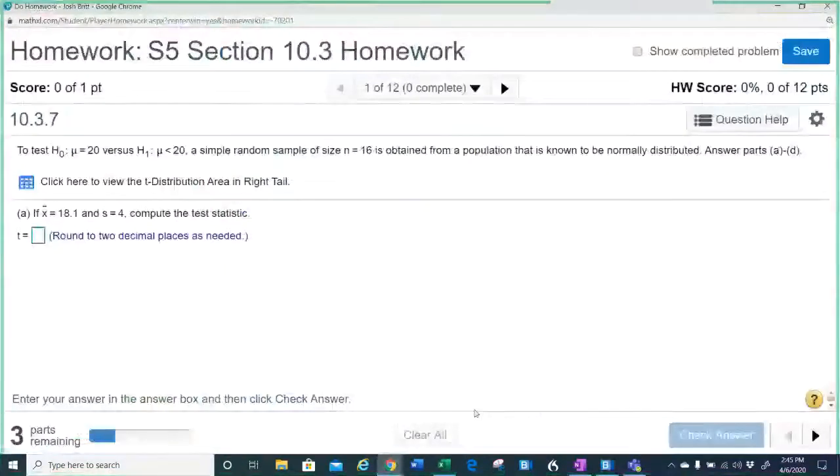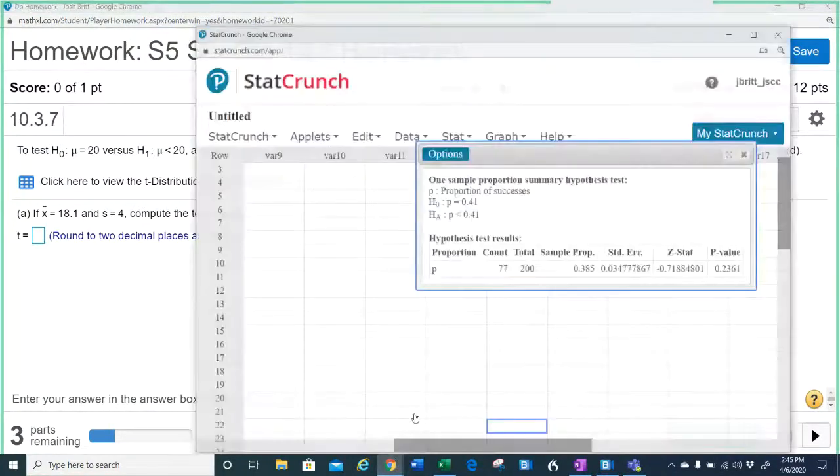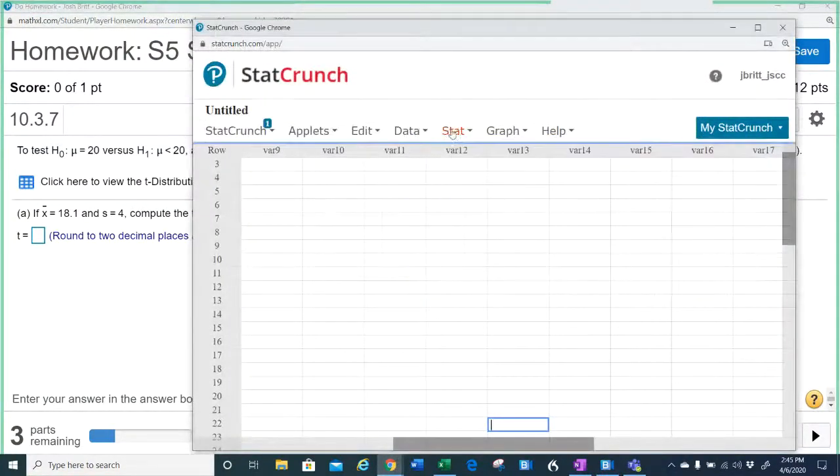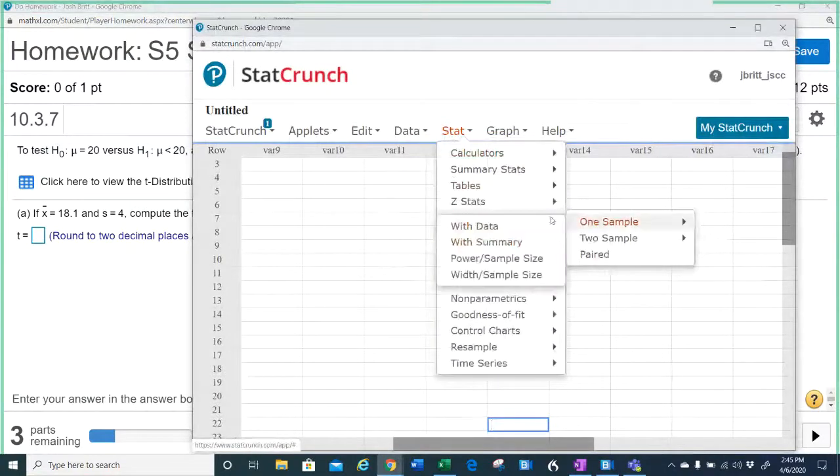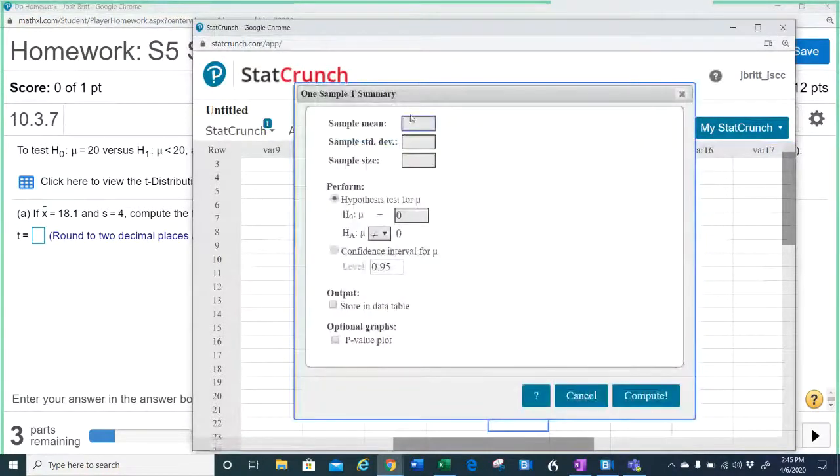All right, we're going to do 10.3. So this time, hypothesis testing for the mean. Again, pretty much the same thing as we did last time, except this time we're doing t-stat one sample with summary. Sample mean, 18.1.